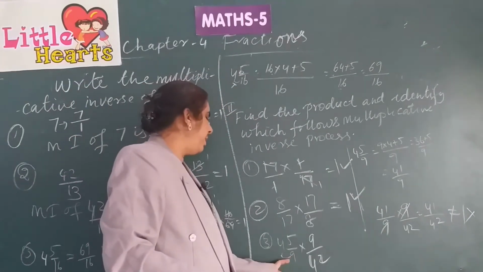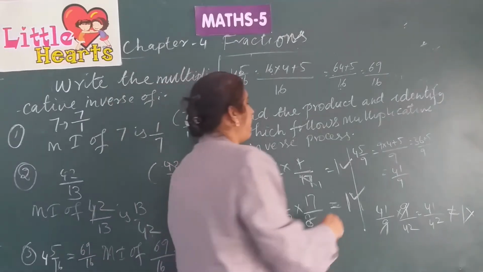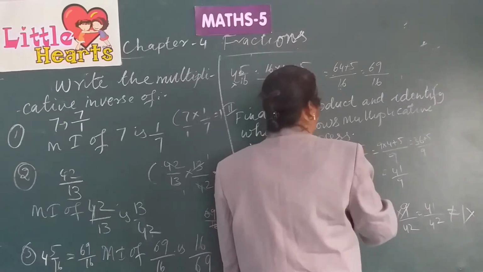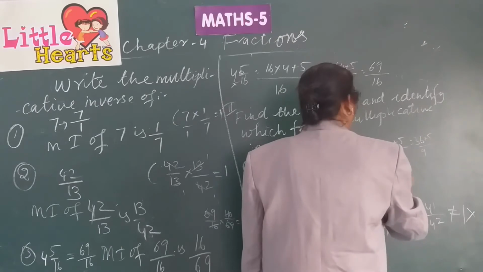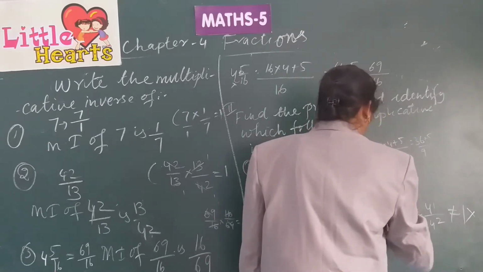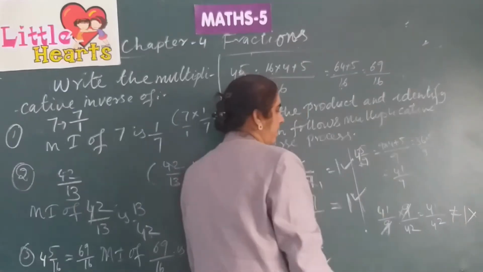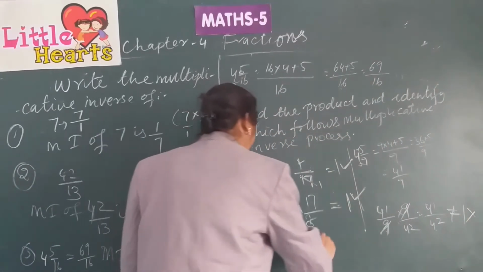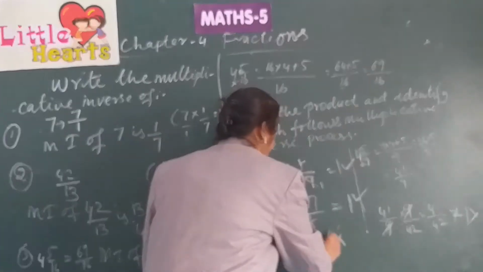4 5 by 9 into 9 by 42. Let us see this. 4 5 by 9. It should be changed into improper fraction. 9 into 4 plus 5. 9 4s are 36 plus 5 by 9. 41 by 9 into 9 by 42. 9 gets cancelled. 41 and 42 don't have any common factor. That is the answer, which is not equal to 1. So this does not follow multiplicative inverse process.